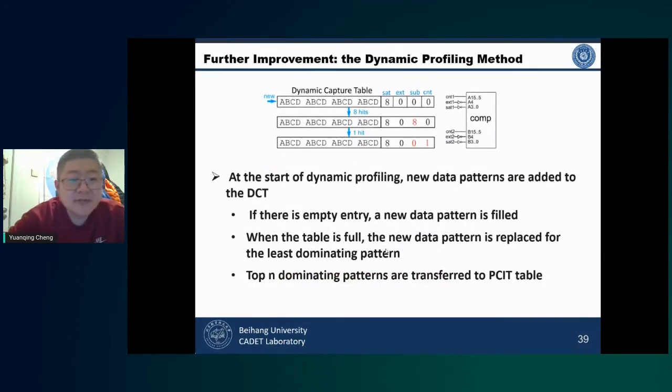We also have some further improvement. In the previous slides, we just mentioned the static profiling. It means that we identify the dominating patterns offline. But considering the running applications may change dynamically on chip, we propose a dynamic profiling technique that can construct the PCIT table dynamically depending on the online profiling results.